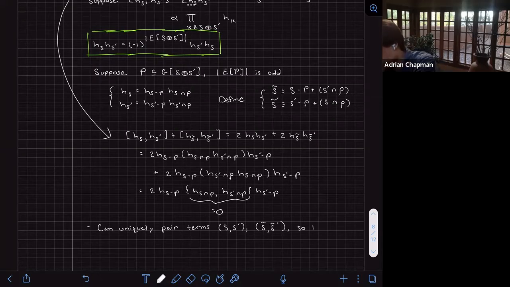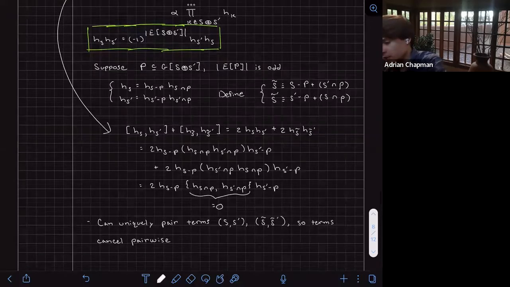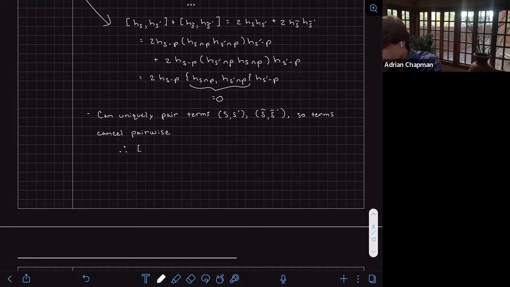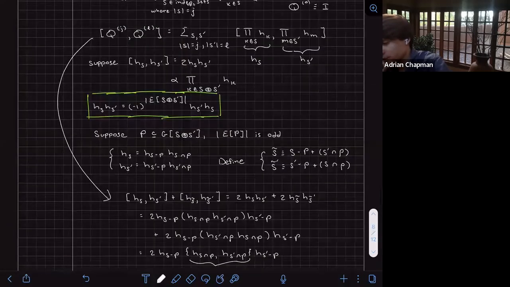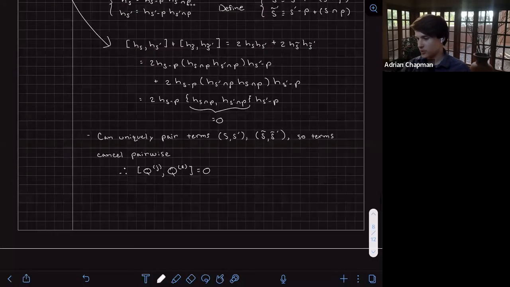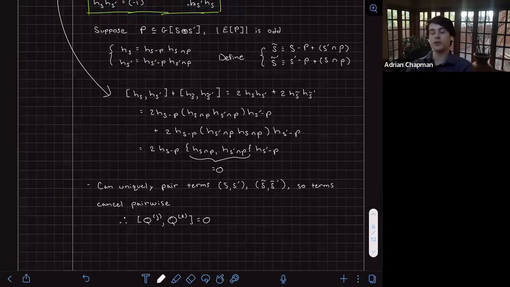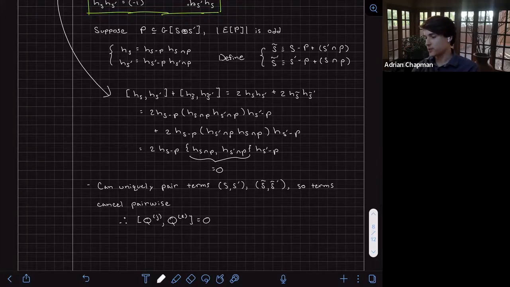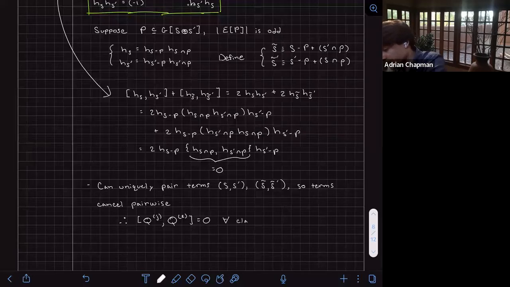The terms cancel pairwise. And therefore, these charges, I believe I called them J and L, always anti-commute, or always commute. Right. So notice that the only property we needed to prove this is the claw-free graph property of the frustration graph. So this is true for all claw-free frustration graphs G of H.